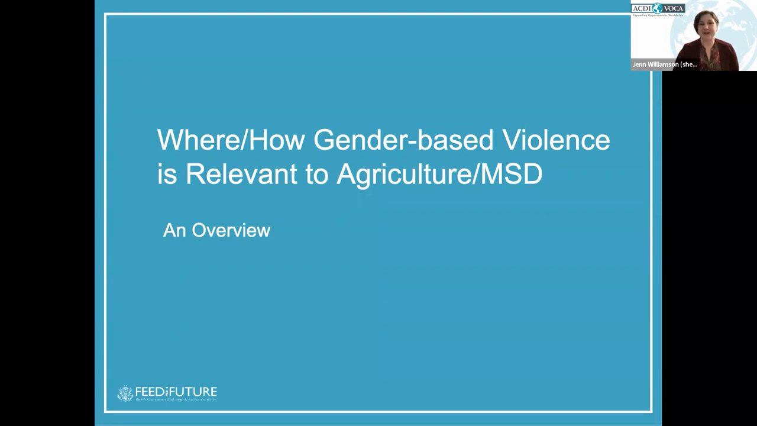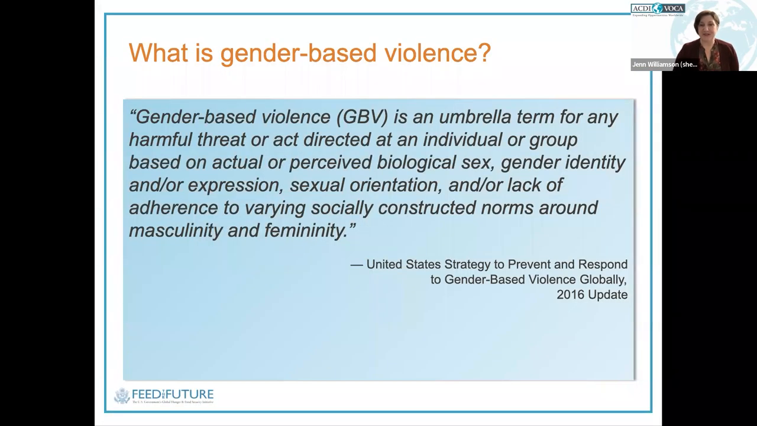Today, as I mentioned, we're going to start out talking about where and how GBV is relevant to agriculture and market systems development. So to get us on the same page, let's talk about first what we mean by GBV. Next slide, please. Gender-based violence, just as a definition, is an umbrella term for any harmful threat or act directed at an individual or group based on the actual or perceived biological sex, gender identity, and/or expression, sexual orientation, or lack of adherence to varying socially constructed norms around masculinity and femininity.